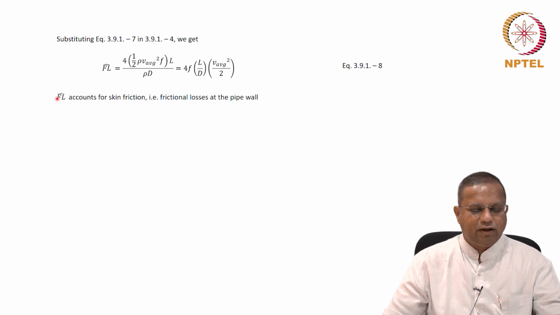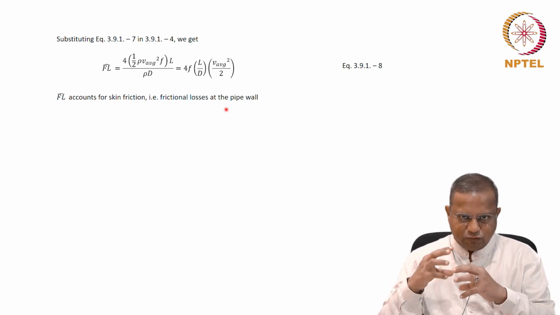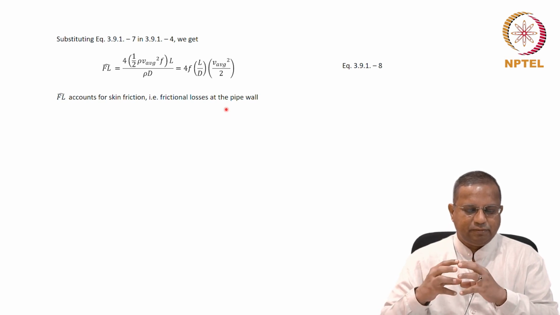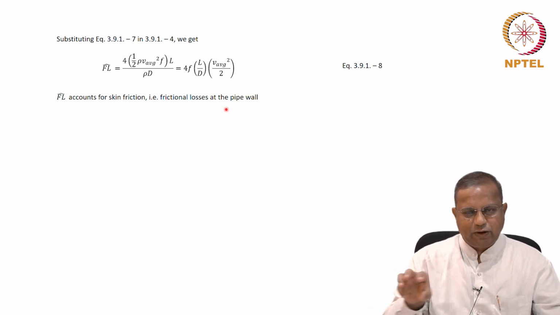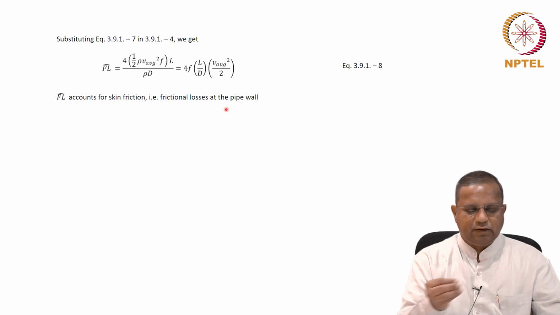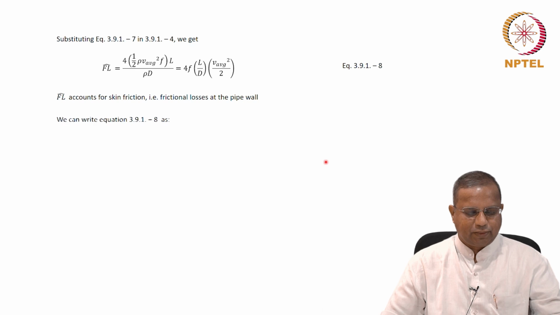So FL hat, the friction loss per unit mass, accounts for skin friction, or the friction losses at the pipe wall. So the pressure drop that is being applied is used to overcome the friction losses at the wall, and so on. So you need to provide energy for the flow to occur. It's one small insight that you can draw from this. Intuitive, but this one also tells you.